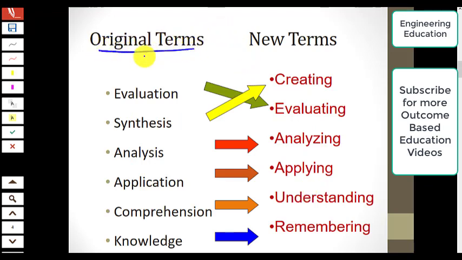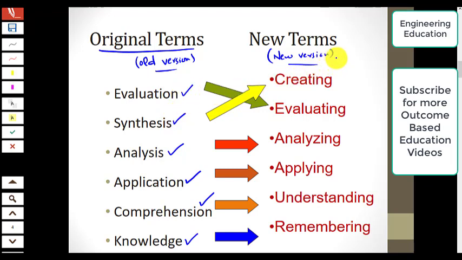Original terms, which is also called old version, and new terms, which is also called new version. There are 6 levels in the old version as well as in the new version. The old version has levels starting from knowledge, comprehension, application, analysis, synthesis, and evaluation.